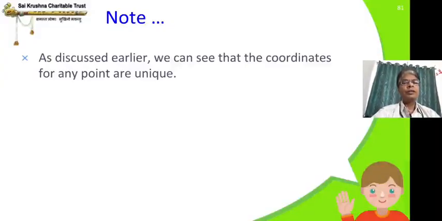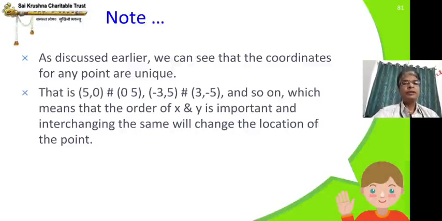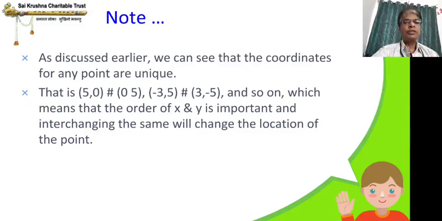Note here, as discussed earlier, the coordinates of any point are unique. That is, (5, 0) is not equal to (0, 5). You have seen all the different 8 points are in different locations, but we have similar points (5, 0) and (0, 5), which we saw in the previous part, while identifying the coordinates. Similarly, (-3, 5) is not equal to (3, 5) and so on, which means that the order of x and y is important, and interchanging them will change the location of the point, correct? So (5, 0) is in one place, whereas (0, 5) is in a different place.